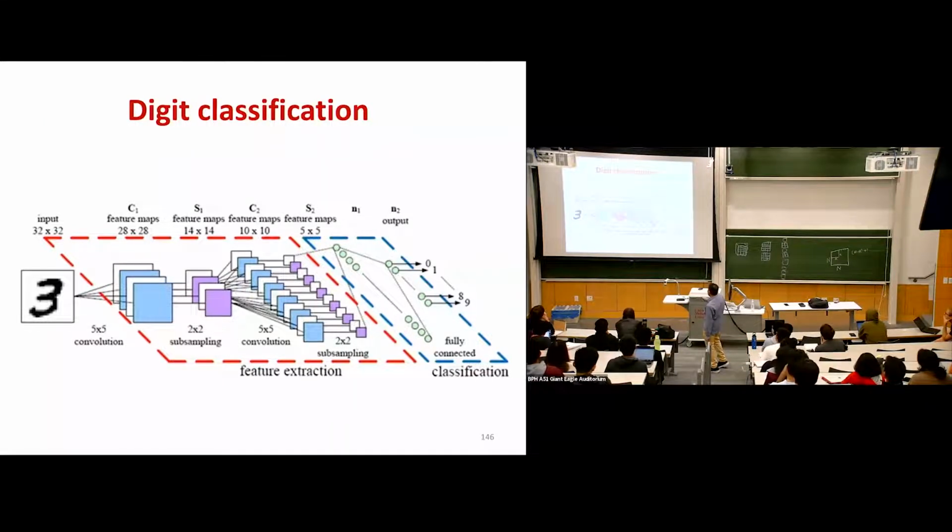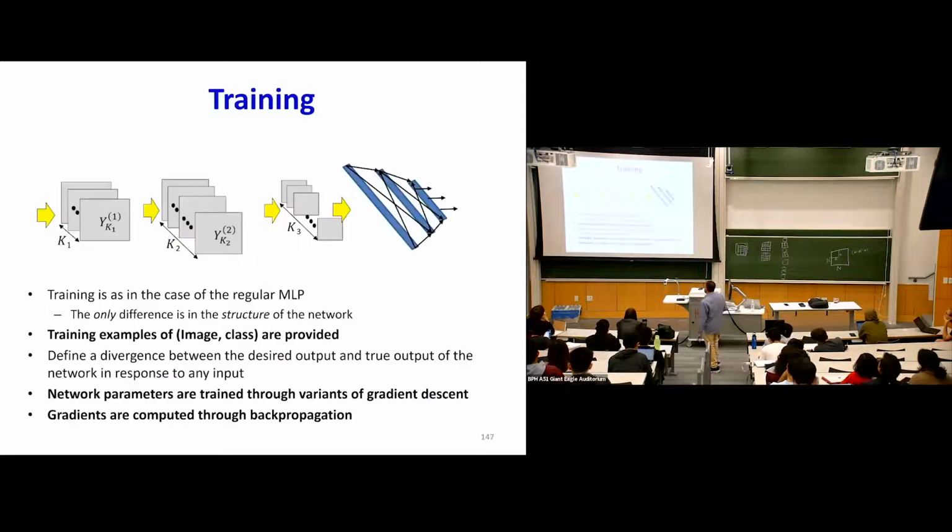So here was the example of the architecture for digit classification used by Yann LeCun. He had 5 × 5 convolutions, 5 of those, downsampled by 2. Then he had, I think, 10 of these, downsampled, and flattened it. Anyway, so how do we train this network?